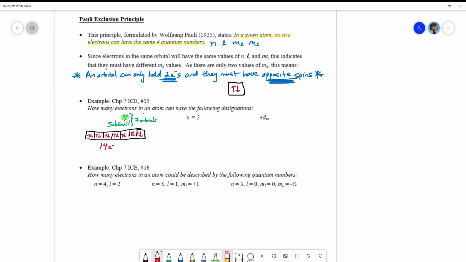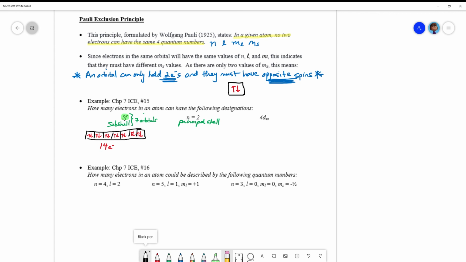Okay. Now, in the next example, we have n equals 2. Now, n equals 2 is not the designation of a subshell. All right, n equals 2 is the designation of a principal shell, or it's just the principal quantum number. So I'm just going to say that this is a principal shell designation. Principal shell.